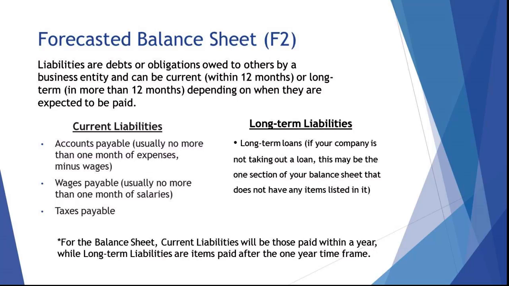Now with long-term liabilities, for the capstone, usually the only thing you would have in your long-term liability section would be any long-term loans, the balance that would be remaining at the end of that first year. Now, if your company is not taking out a loan, the long-term liabilities section would be the one section that you may not have anything listed within it.